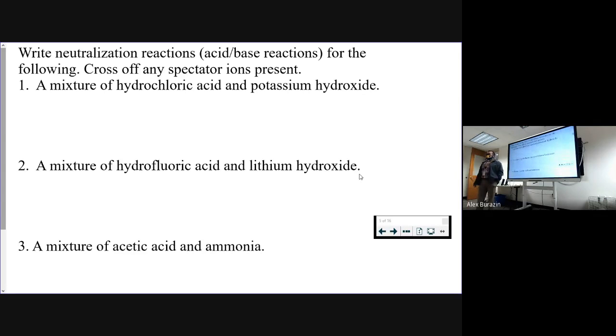Strong, dissociate. If it's weak, leave it as it is. Write out the formula just like you think you should. Strong, break it apart. If it's weak, keep it together.